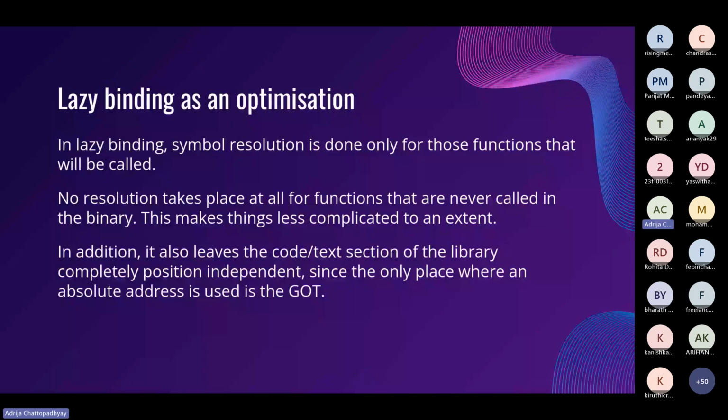Okay, lazy binding as an optimization. Resolution is done only for those functions that will be called. No resolution takes place at all for functions that are never called in the binary. That's one very big advantage: we don't spend time resolving other addresses which will never be called. In addition, it also leaves the core or text section of the library completely position independent. It's the only place where an absolute address is used, in the GOT. And that is empty in the beginning. It's only filled in during runtime.